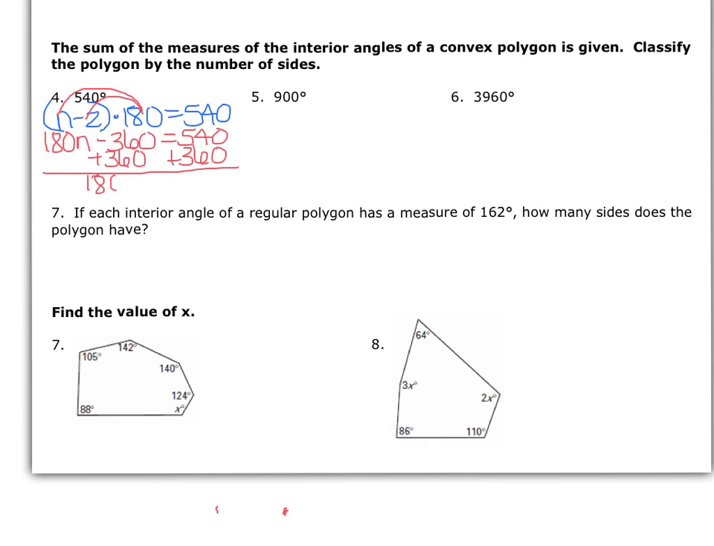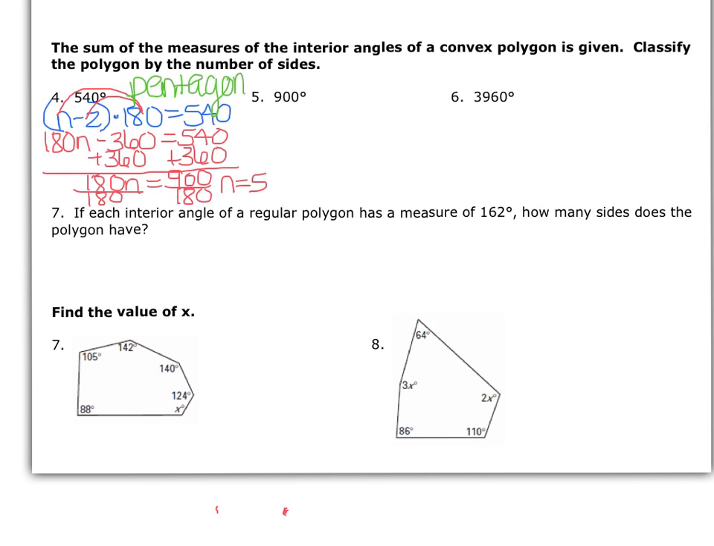So 180n is equal to, we're going to add those together, so 540 and 360 gives us 900. Then we're going to divide by 180. So 900 divided by 180 gives us 5. So if we have a 5-sided polygon, what is that called? You're right, it is called a pentagon. So the answer to number 4 is pentagon.